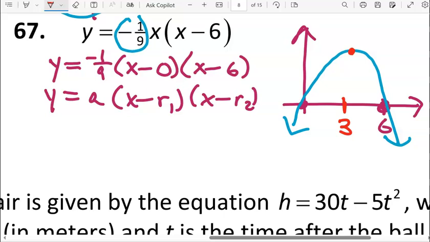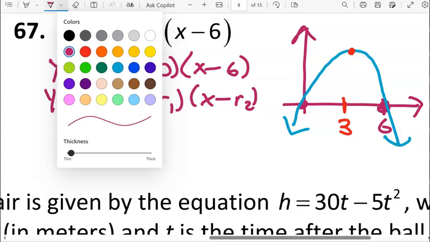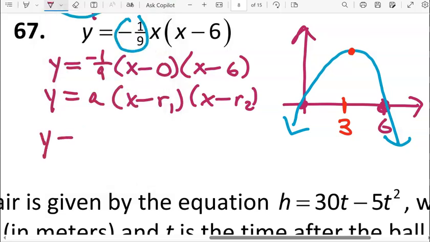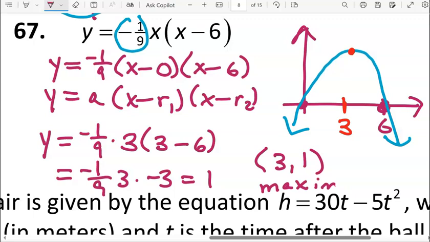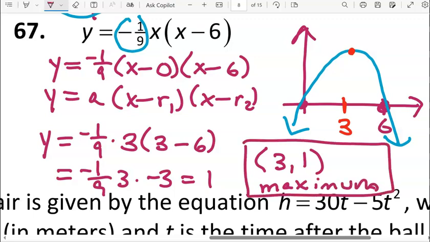To get the y value, we're going to get that from the equation. So in the equation, y is equal to negative 1/9 times x, which is 3, times x minus 6, 3 minus 6, and we'll just do the computations here. Negative 1/9 times 3 times negative 3, so that's negative 1/9 times negative 9, which is 1. So our vertex is the point 3, 1, and that's going to be a maximum point on that function since it's the highest point on that graph.